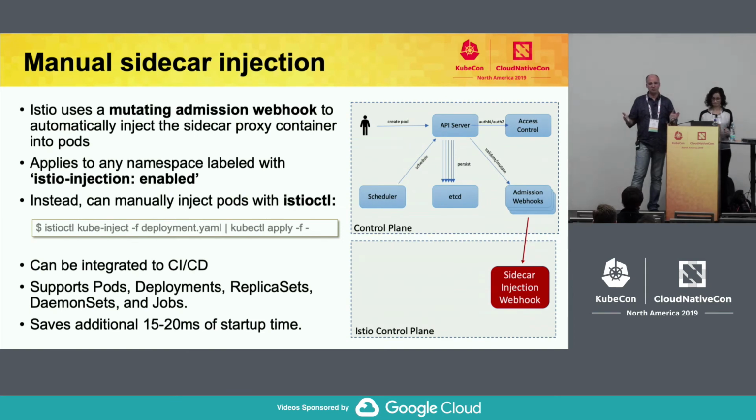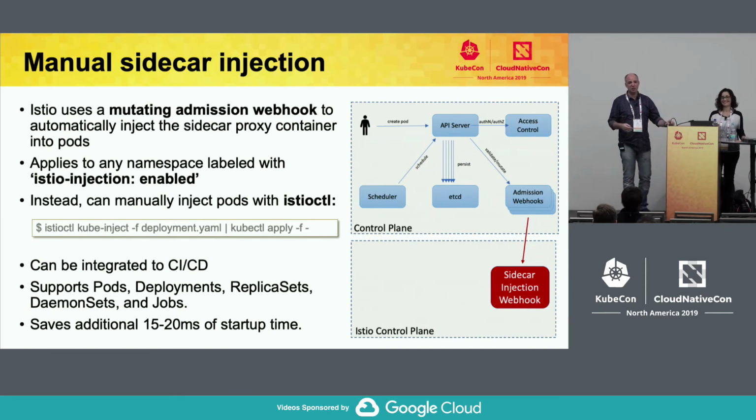Last, and if you made it this far, we can give you another 15 to 20 milliseconds by doing manual Istio inject. Not much to say about it, but it certainly is something that, if you care about performance that much and you want to do it in your CI/CD, would be a good place to do it. And that way you don't need the admission webhook, the mutating webhook inside.